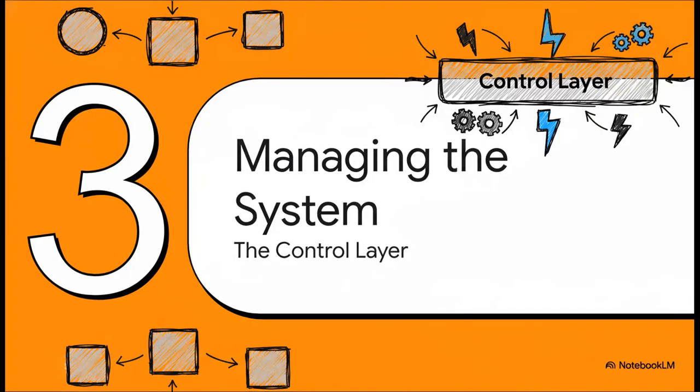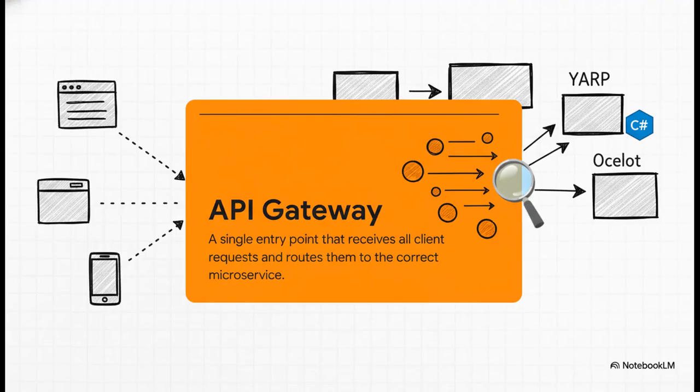All right, so our services are up and running, they're talking to each other, but now instead of one big application to manage, we have a whole fleet of little ones. So how do we handle this from the outside? How do clients interact with it? We need a kind of control layer to direct all the traffic and to protect the system when things inevitably go wrong. The first piece of that control layer is the API Gateway.